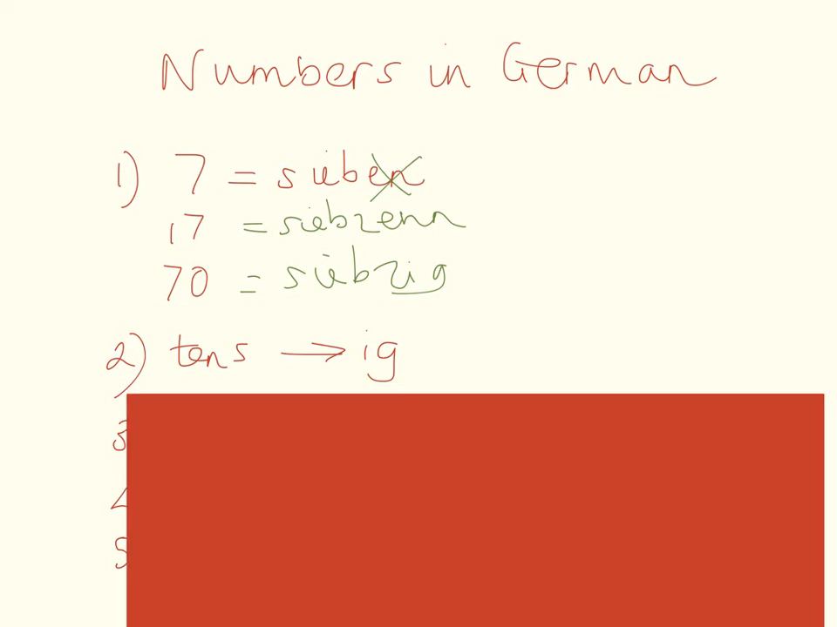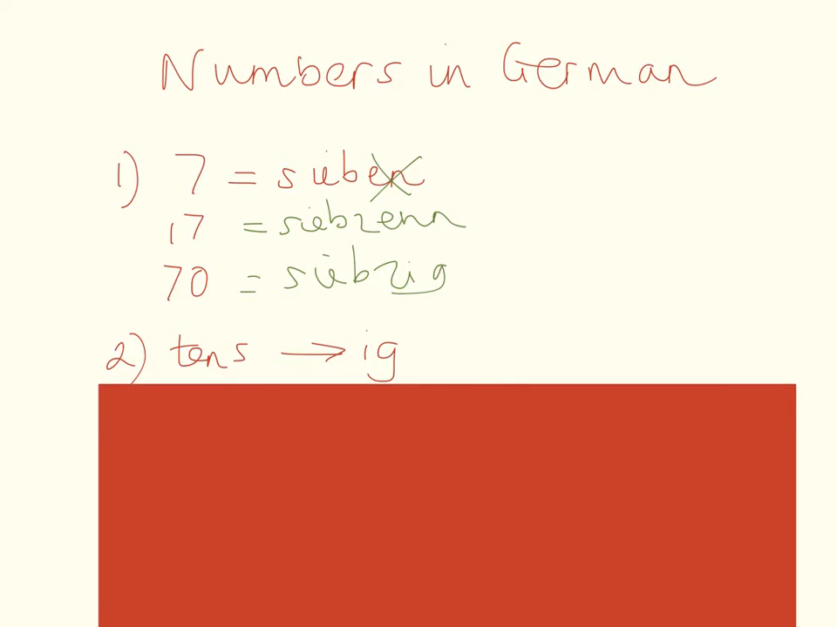Second thing, all the tens end with ig, apart from 10. So 20, 30, 40, 50 is 50. Check your planner and see how it works. However, there is an important spelling difference that must be noted. For 20, 40, 50 and all of those, it's actually a ZIG at the end. But for 30, it is actually a scharfes S, dreißig.